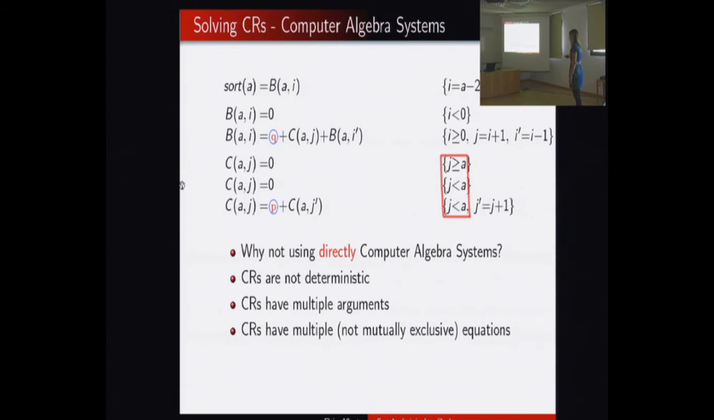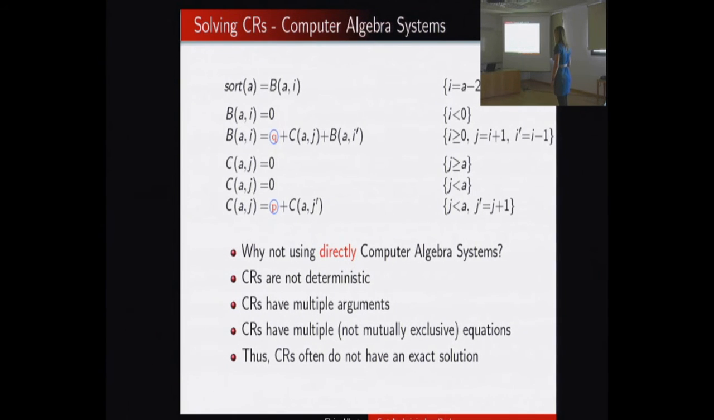And besides being non-deterministic, I have multiple equations. Even if they were deterministic, I am going to have multiple equations because I have conditions in my programs that lead me to these junctions, and this usually gives me more than one equation. So what do all these facts mean? It means that cost relations often do not have an exact solution.